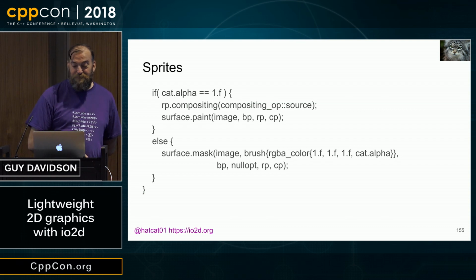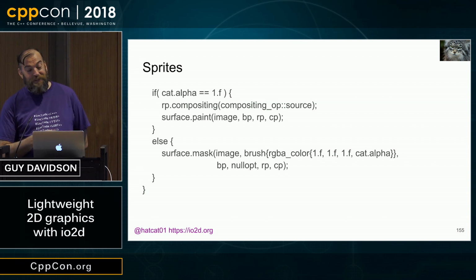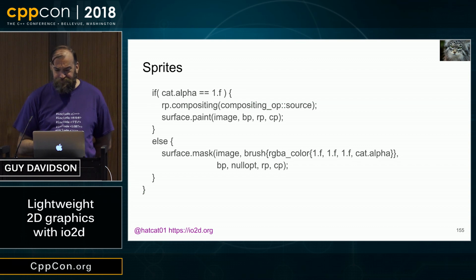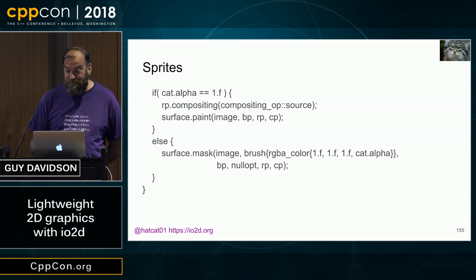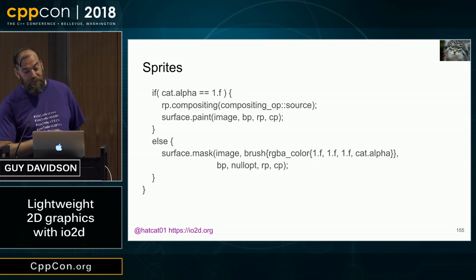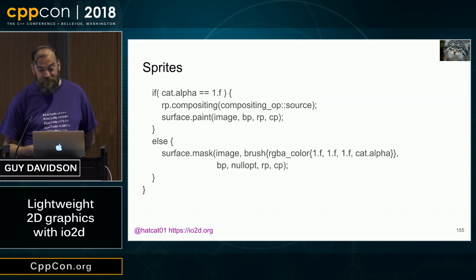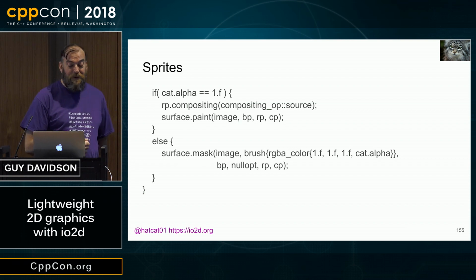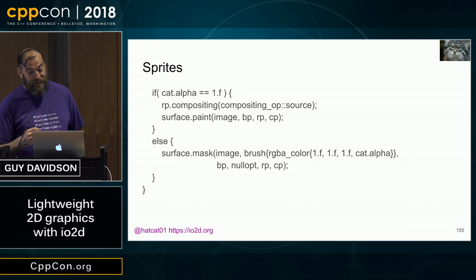And so armed with our image, our brush properties, our render properties, and our clip properties, we're ready to choose how to put this on screen. So if the image is at full alpha, here's the top line, that is, it's not in the least bit transparent, then it's a simple in-place overdraw. And we tell the render properties that we're compositing from the source, and we paint the image using our properties. Otherwise, we have to call the mask function on the surface. It's the fourth one, the fourth surface function, which takes two additional parameters, a mask brush and mask properties, and the brush reflects the alpha, and we don't have any additional mask properties that we care about. And that's it. That's the whole thing.